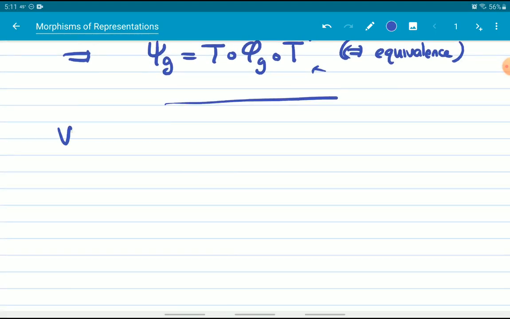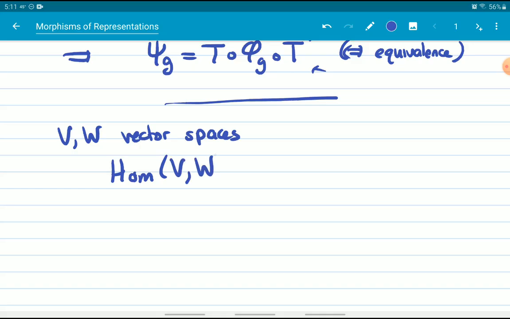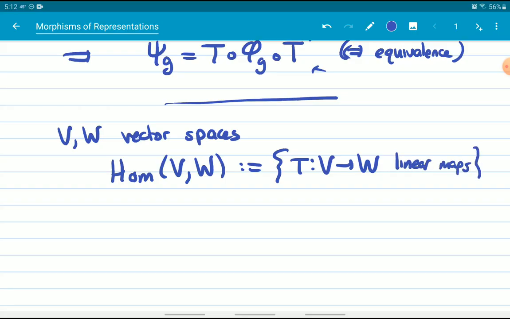So here's some notation. If I have vector spaces, I'll write Hom(V, W) for the space of all linear maps from V to W. Let's notice that this is also a vector space, because I can add linear maps and get a new linear map, or multiply them by scalars.